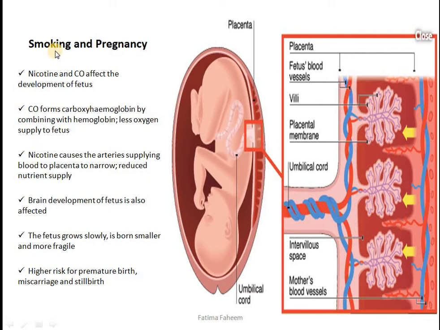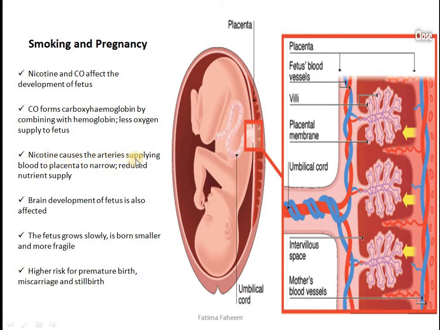So now we will see what smoking does in the state of pregnancy. Nicotine and carbon monoxide affect the development of the fetus. Carbon monoxide forms carboxyhemoglobin by combining with hemoglobin, hence less oxygen would be supplied to the fetus. We know that normally hemoglobin attaches with oxygen to form oxyhemoglobin, but if carbon monoxide is present in the mother's blood, it will attach itself to hemoglobin, forming carboxyhemoglobin, hence reducing the amount of oxygen being supplied to the fetus.